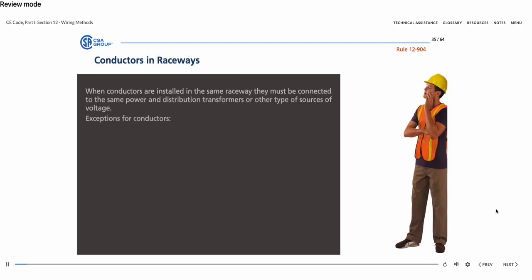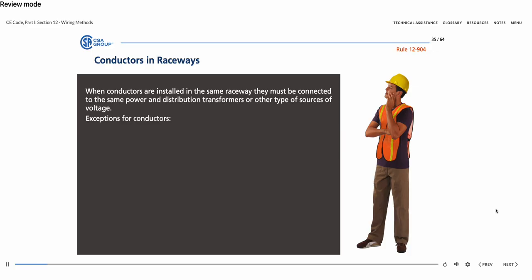When conductors are installed in the same raceway, they must be connected to the same power and distribution transformers or other type of sources of voltage. There are some exceptions to this rule.